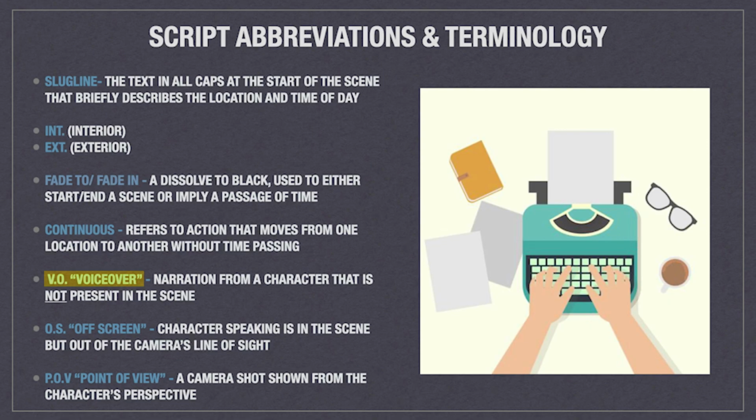Usually voiceover happens as a narration with the character not physically present in the scene. The difference between voiceover and off-screen is a character that's physically there, but we're just not looking at them while they're speaking. And then POV, or point of view, is when the camera movement is from the character's perspective, as if we're seeing the world through their eyes, essentially. There are way more terminologies beyond these, but I'm just going over the bare minimum basics so you have an entry-level understanding of how to interpret the different elements of a script.